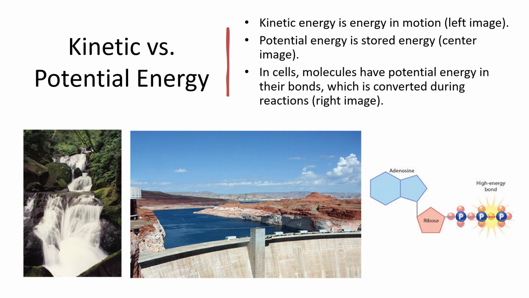Kinetic energy is energy in motion, like a moving molecule or a flying baseball. Potential energy is stored energy, like the energy stored in the bonds of a glucose molecule. Cells constantly convert between these two forms. For example, when ATP is broken down, potential energy is released and used to power cellular work.